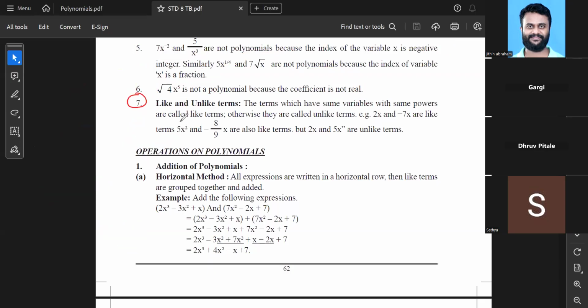Seventh one. Like and unlike terms. The terms which have similar variables with same power are called like terms. Otherwise, they are called unlike terms. For example, 2x and minus 7x are like terms, and 5x square and minus 8 upon 9x are also like terms, but 2x and 5x are unlike terms.